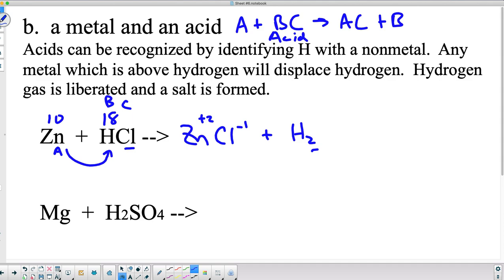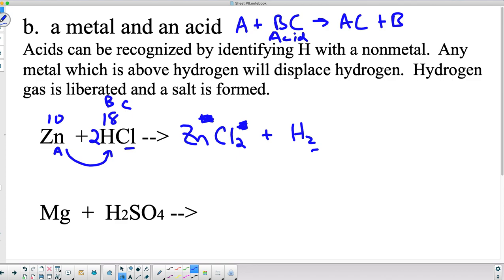So here I go back to symbols and charges and I crisscross to get ZnCl2. I get rid of the charges then. Then I come back and I just have to balance the equation with a 2 in front of the HCl and a 1 in front of everything else. And now that is balanced. So take a look at what happens.